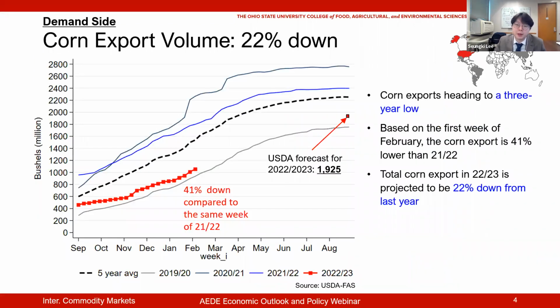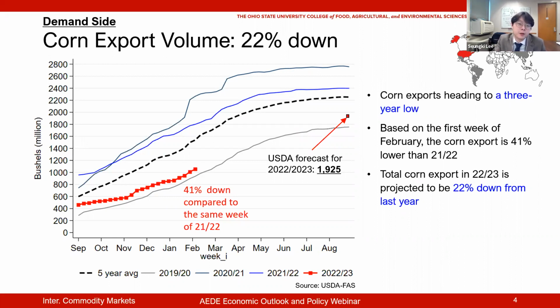Currently, the biggest bearish factor in the market is lowered exports. So let me talk about it a little more. As I showed before, the corn export volume is estimated to be 22% down compared to last year, and this is basically a 3-year low.